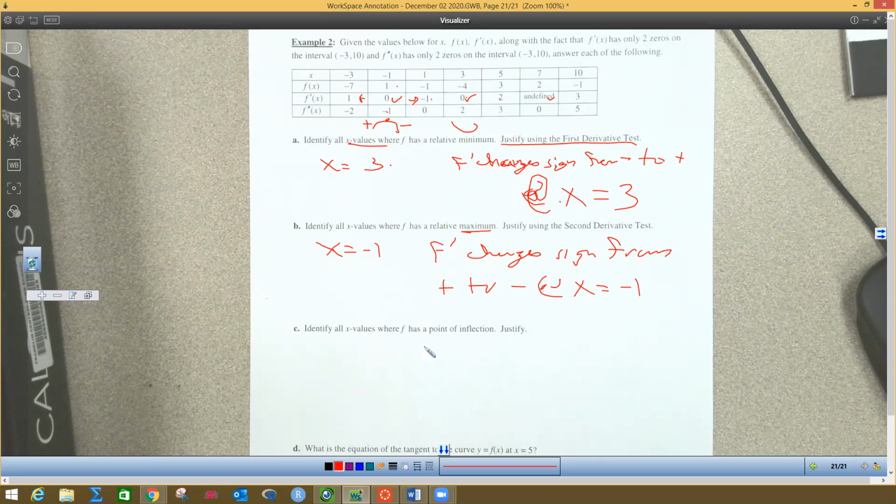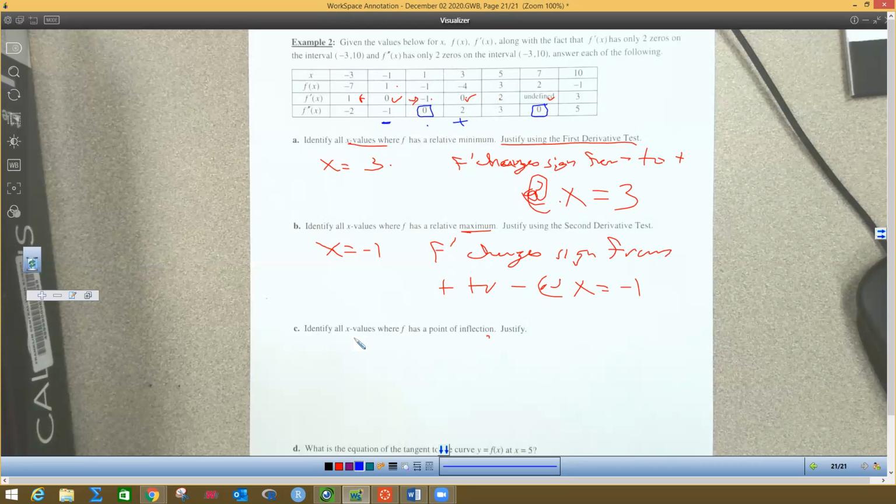It says identify all x values that have a point of inflection. Well, if you remember, points of inflection occur when the second derivative changes sign and where it is 0. So for this part, I am looking for zeros of the second derivative. So this and this are 0 values for the second derivative. So I want to look on each side and look at my concavity. So we're negative on this side, positive on this side. That means concavity has changed at x equals 1.